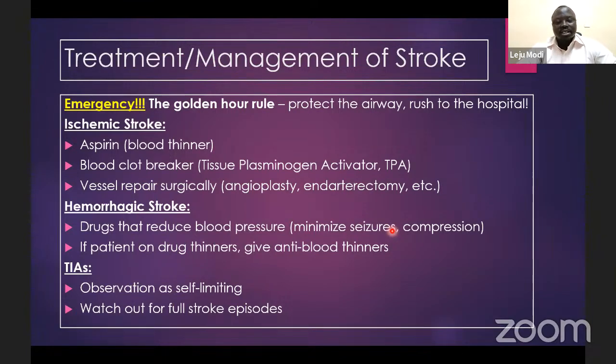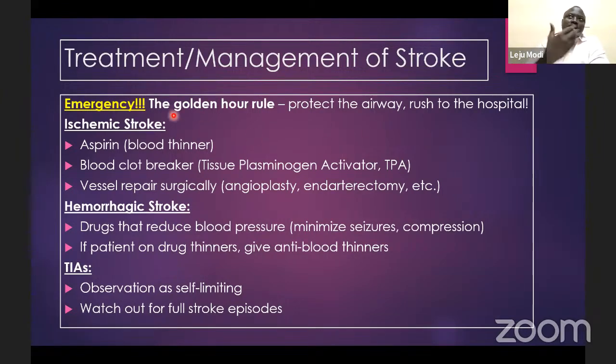The golden hour rule must apply. As much as possible within that 1 hour, something has to be done, because when brain cells die, they do not often regenerate. Okay, so it becomes a problem, and you are leading somebody into a complicated life that they will live because of permanent disabilities. So in this golden 1 hour, for example, if somebody has collapsed, has fallen down, one important thing is to try to protect the airway, make sure that it's not closed, because they need to keep breathing as much as they can as they are being rushed to the hospital.